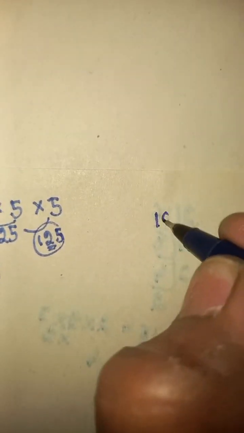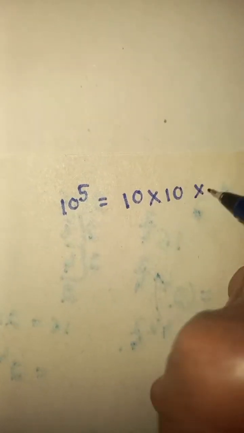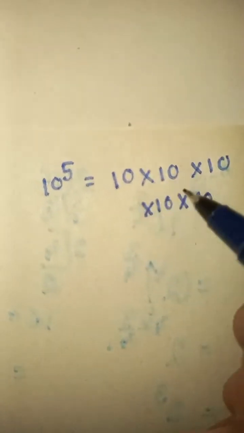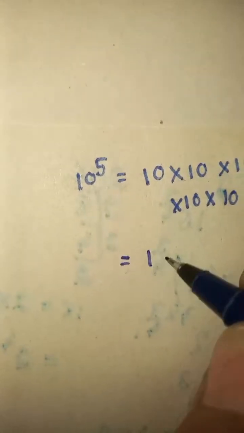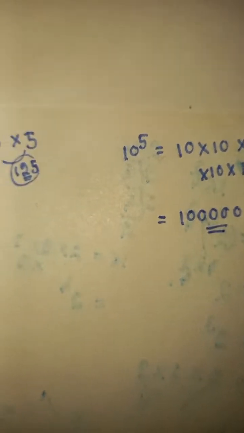Now you need to find out the value of 10 power of 5. This means you need to multiply 10 by itself 5 times. After multiplying, you're going to get 10 times 10 is 100, then 1,000, 10,000, 100,000. So there are 5 zeros after 1. That's the rule for 10 power of any number.